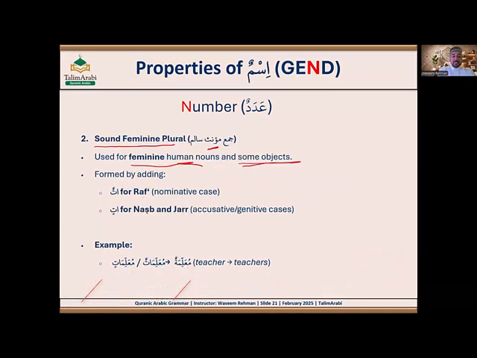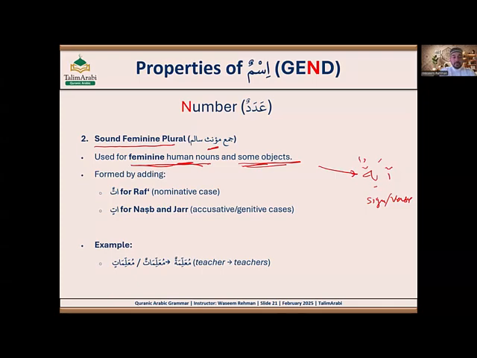But in jam' muannas salim, the sound feminine plural, there may be some objects, and I can give you an example, like ayatun. We'll make this plural, but ayatun is an object. It can mean a sign, or it can mean a verse, like a Quran verse. So it's an object, but it follows this pattern. Mainly, the sound feminine plural is for human nouns, or for some objects like this.